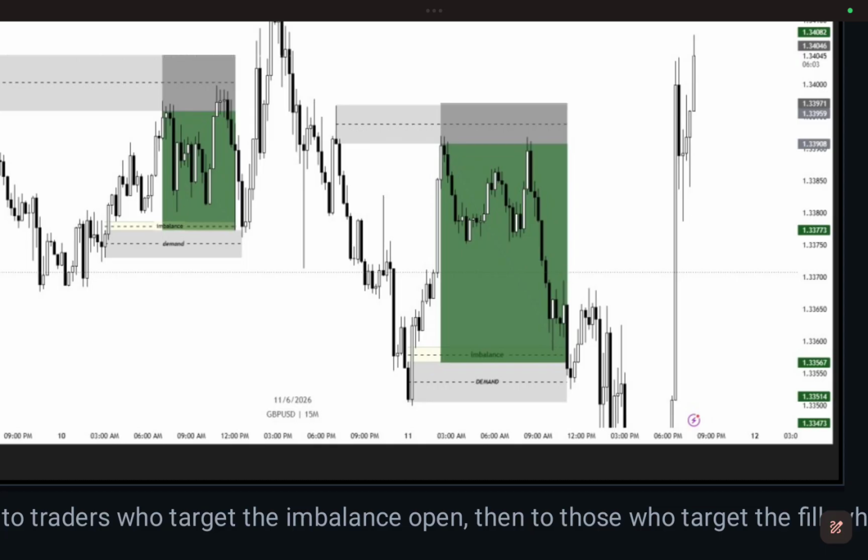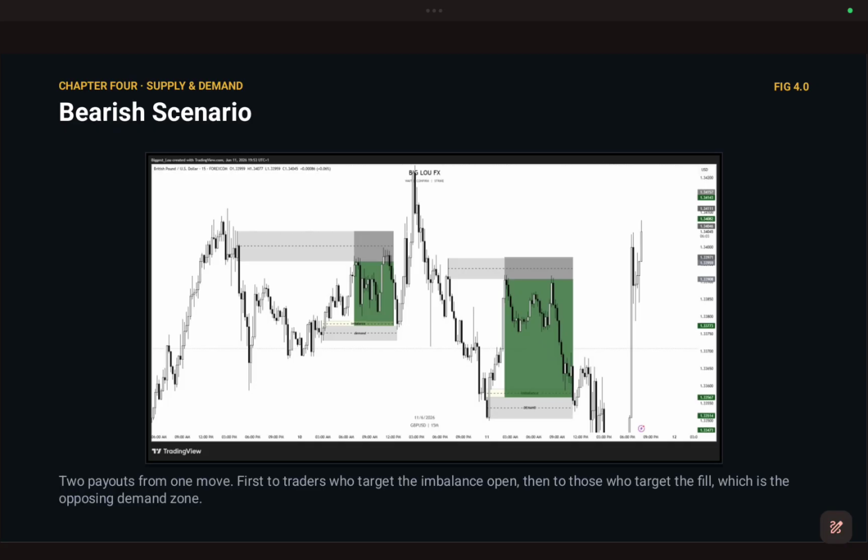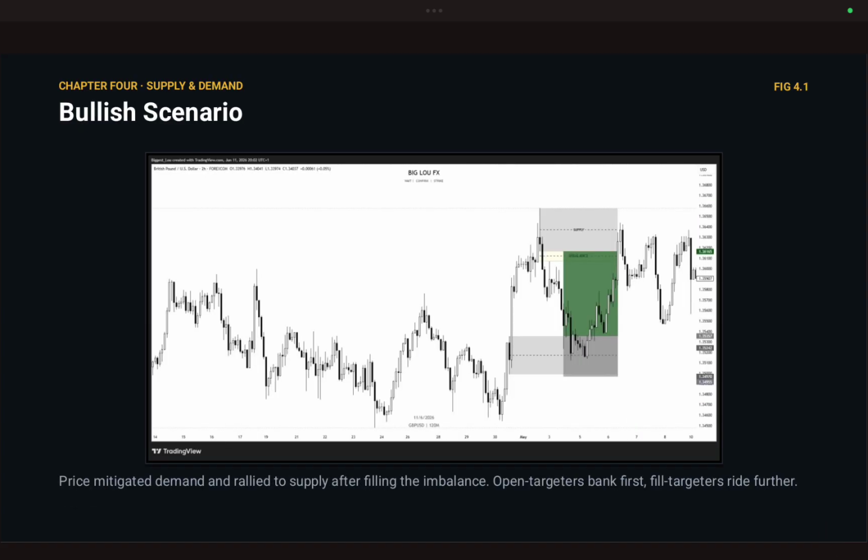Remember, it rallied up for some time and then came back to give us full take profit when it filled the imbalance completely. It took about 2 hours later to fill the imbalance completely and then gave more profit. Okay, so this is the bearish scenario. Let's see if there's a bullish scenario for us here. Okay, there's a bullish scenario.